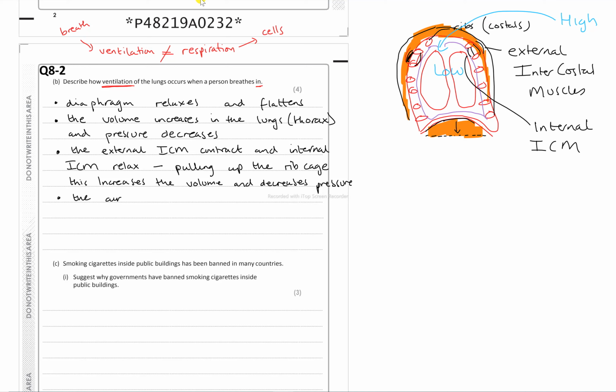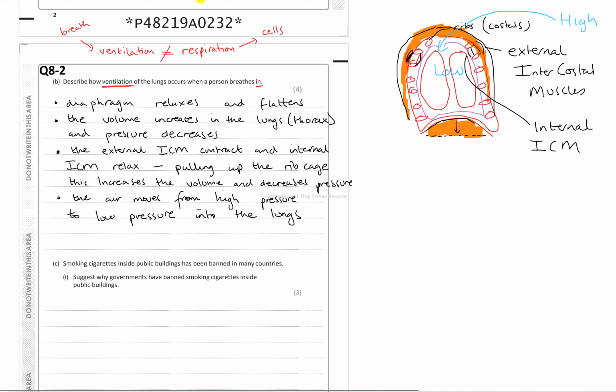So what happens here? The air moves from high pressure to low pressure, yeah, from high pressure to low pressure into the lungs. So then you've just breathed in.